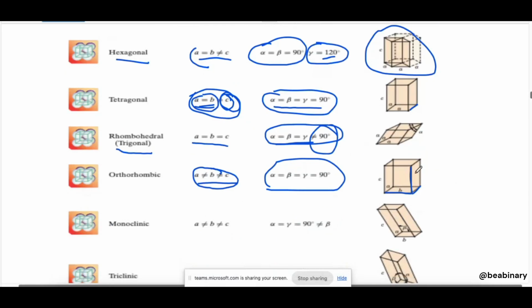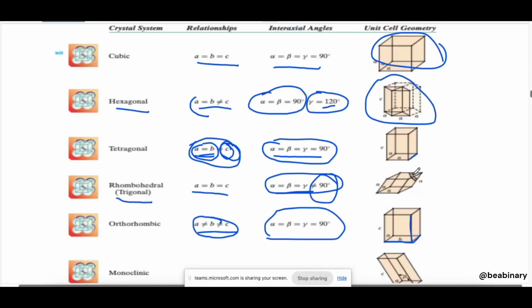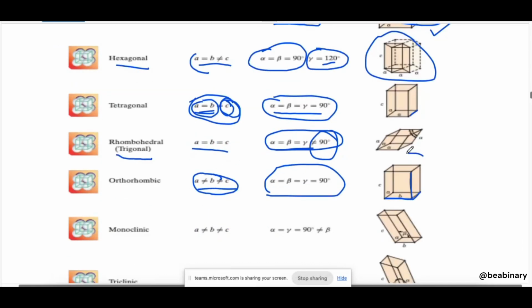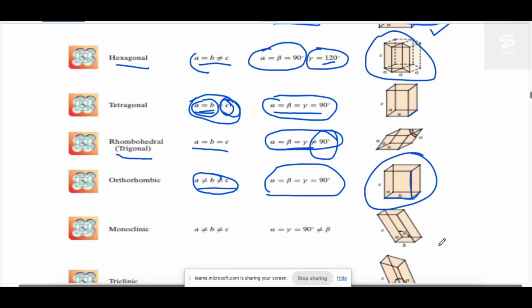But here you can see it has no symmetry, right? In cubic, you have a symmetric figure, but in orthorhombic, you do not have a symmetric figure. A, B, and C are not equal, though the angles between them are all equal.